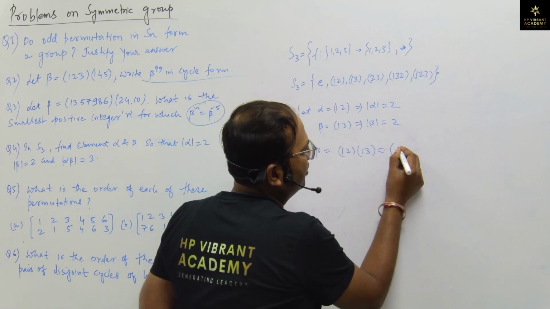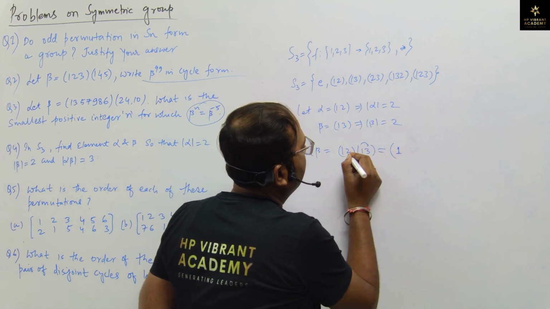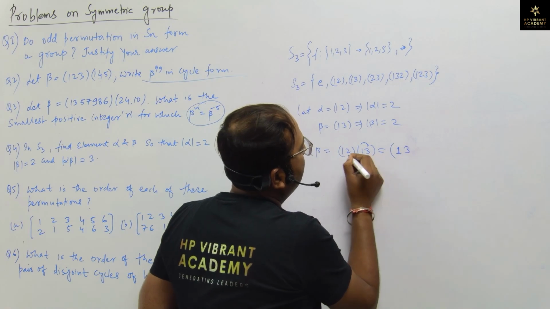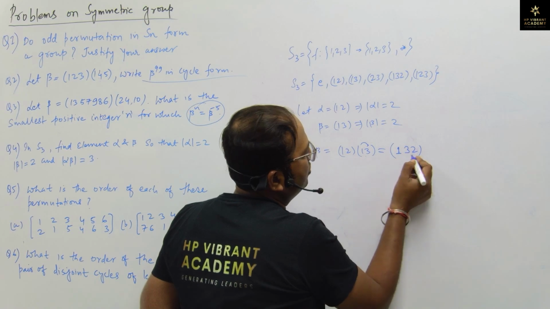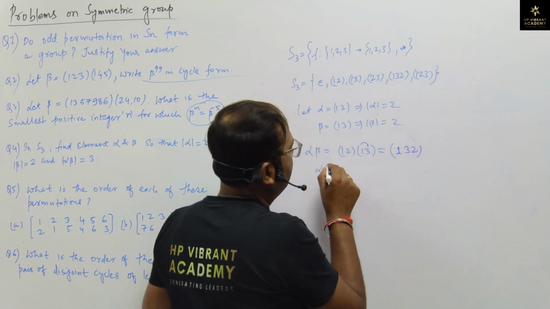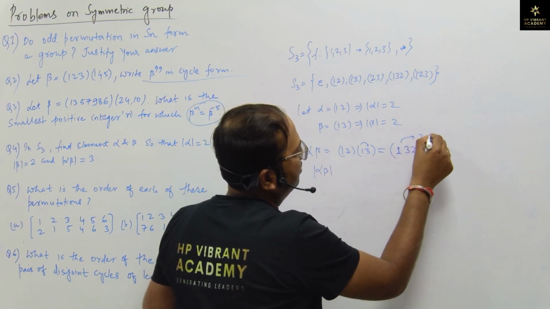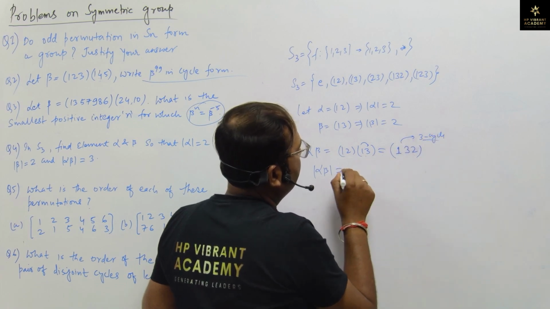So we start from 1. 1 goes to 3, 3 goes to 3. 3 goes to 1, 1 goes to 2. And we have 2 goes to 2, 2 goes to 1. So this is closed. So alpha beta is nothing but a 3 cycle. So the order of alpha beta is equal to 3.